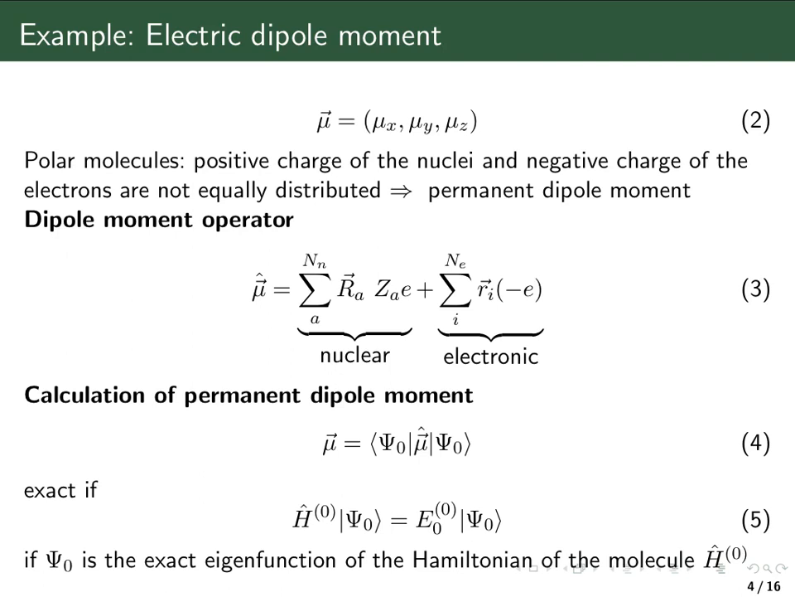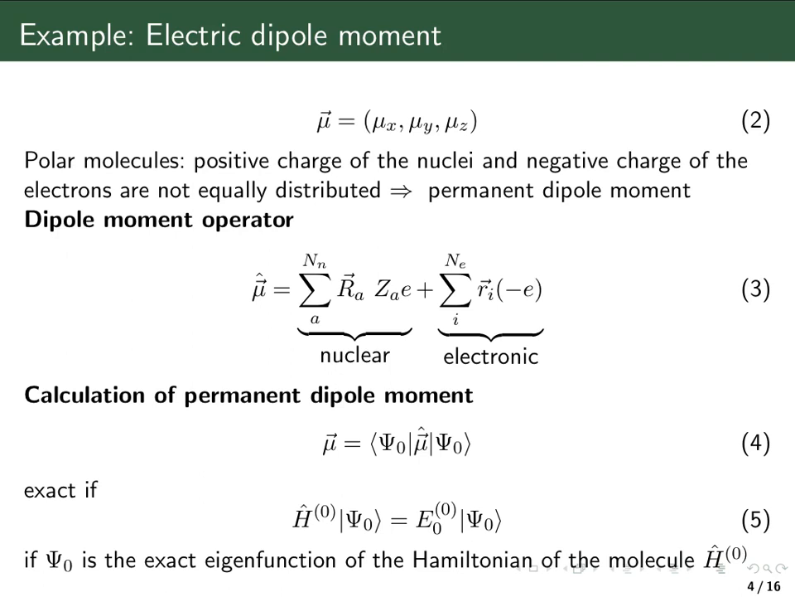And if we have polar molecules, so that the positive charge of the nuclei and the negative charge of the electrons are not equally distributed, we might have one end of the molecule where we have a small surplus of negative charge, and then another end of the molecule where we have a surplus of positive charge. These polar molecules have a permanent dipole moment.